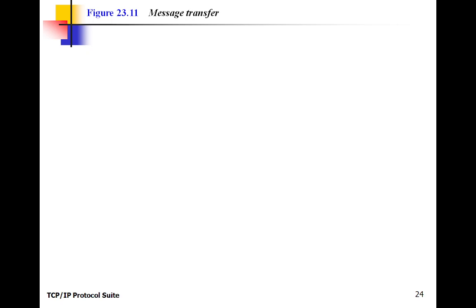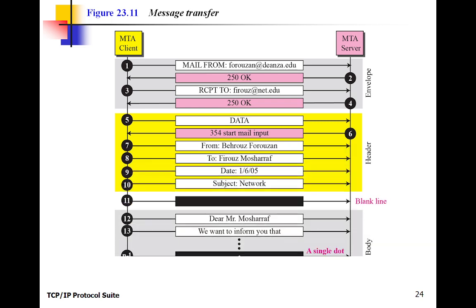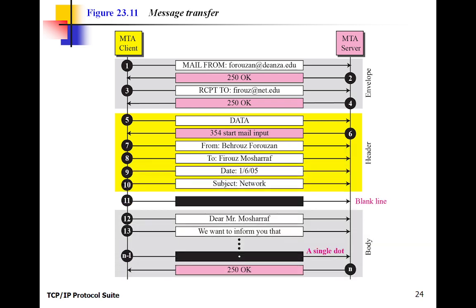And the message transfer process follows these step-by-step stages between the MTA client and the MTA server. Here, the mail from, the sender of the message, is sent to the server. Then the server sends the OK response. Then the receipt to whom, the mail to message, is shared from the client to the server, and it gives corresponding responses.